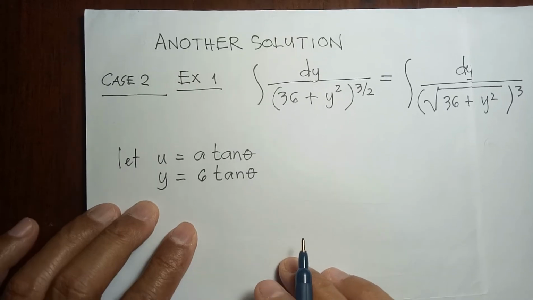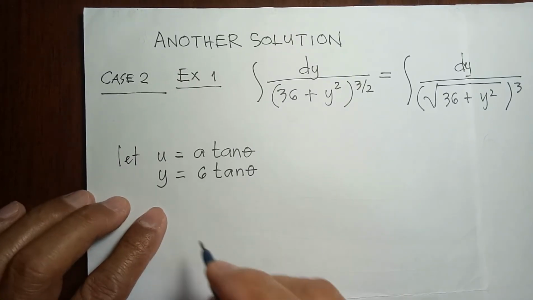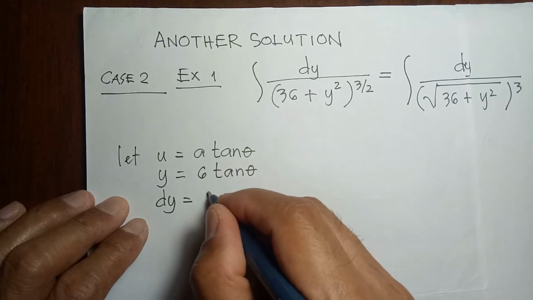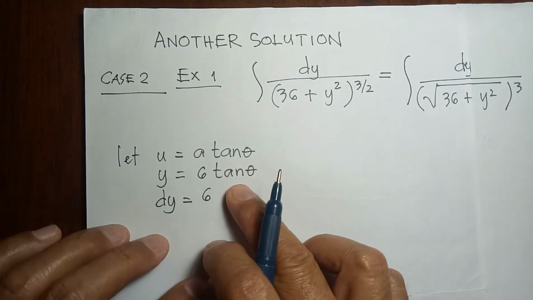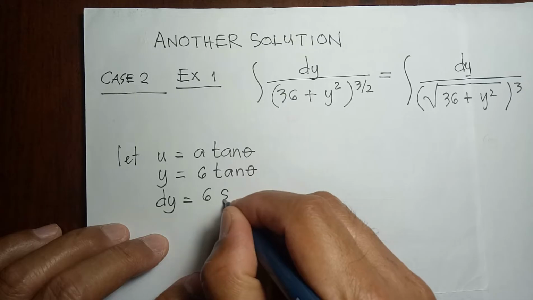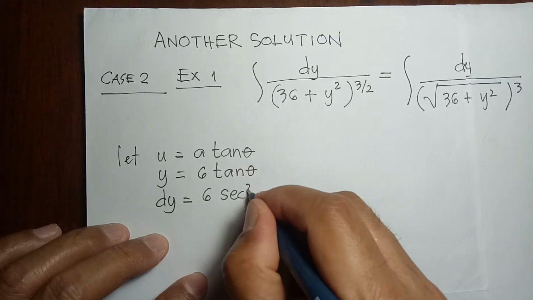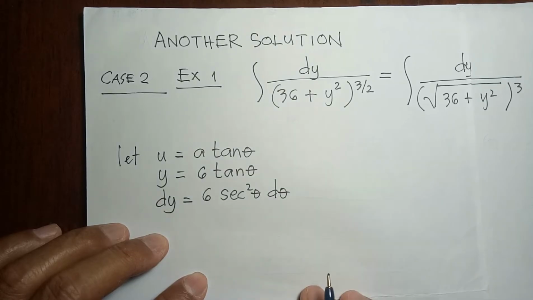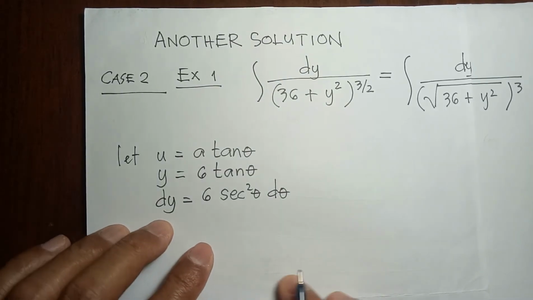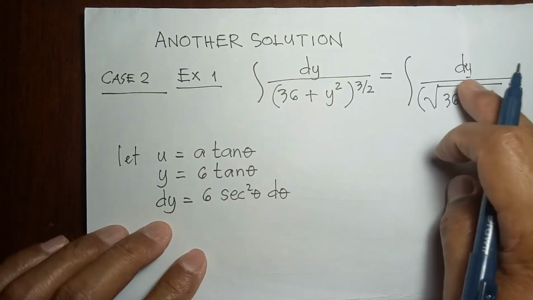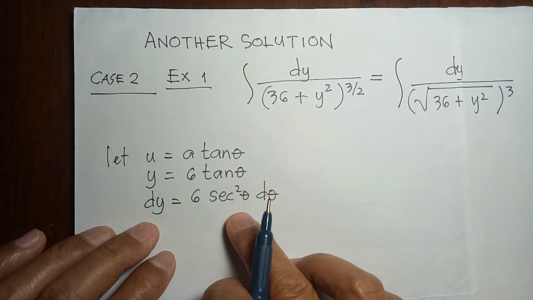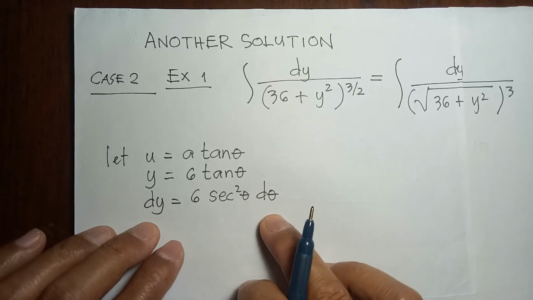Kaya rin, kukuha tayo ng derivative both sides. So, magkakaroon tayo ng dy equals 6. So, ang derivative ng tangent ay secant squared of theta d theta. Okay. So, in trigonometric function, yung dy ay equivalent niya ay 6 secant squared theta d theta.